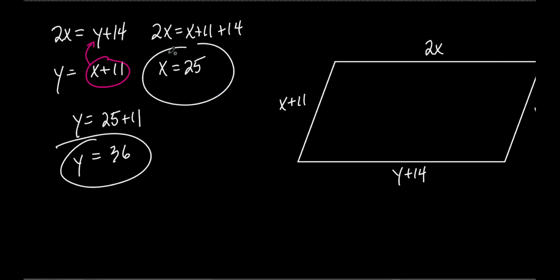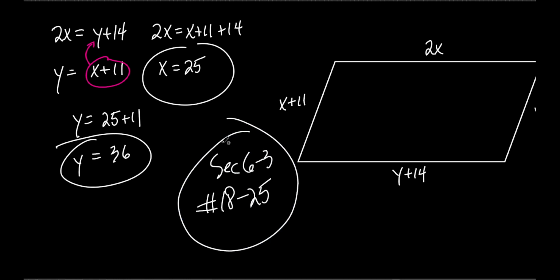So that is section 6.3. Problems 18 to 25. Okay? So 6.3, 18 to 25. Section 6.3. You can find the page numbers. Just go to section 6.3 and do 18 to 25. Okay?